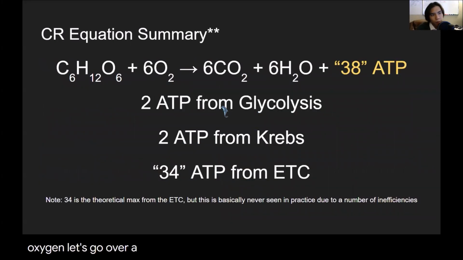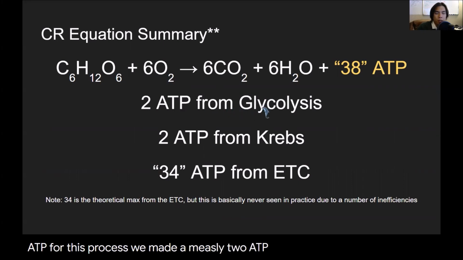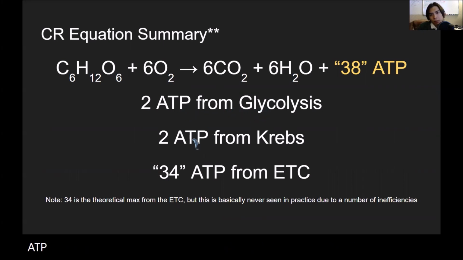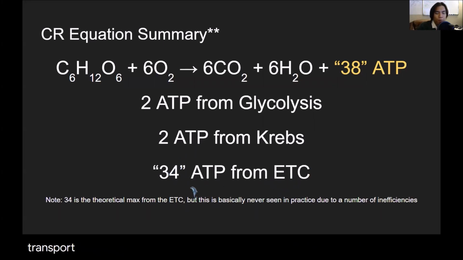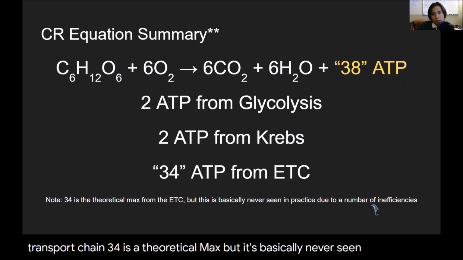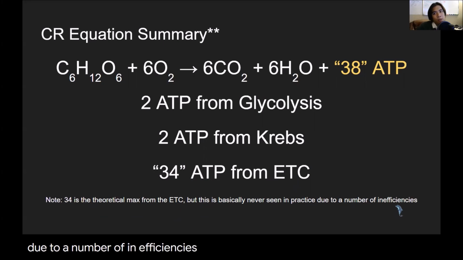Let's go over a summary of the equation. We can make a maximum of 38 ATP from this process. We made a measly 2 ATP from glycolysis, a measly 2 ATP from Krebs, GTP. And we made a maximum of 34 ATP from the electron transport chain. 34 is a theoretical max, but this is basically never seen in practice due to a number of inefficiencies. The proton gradient might be used for other things, energy might not be as efficient, whatnot.